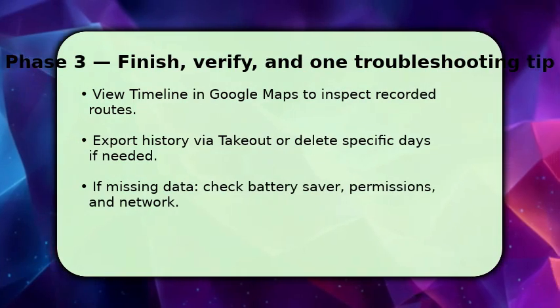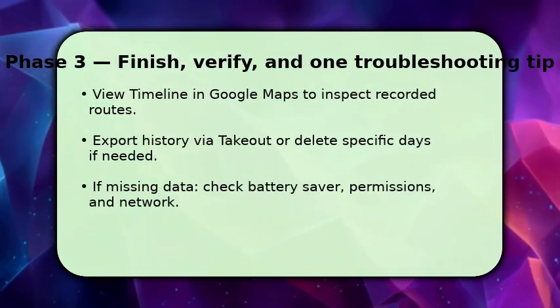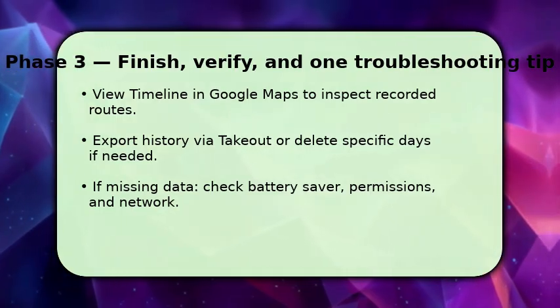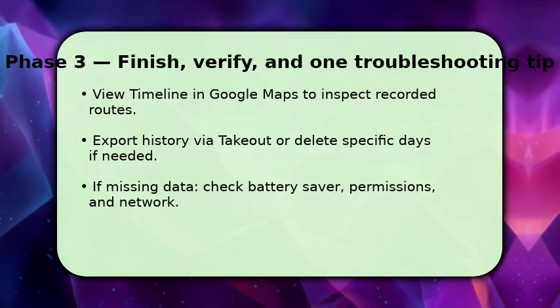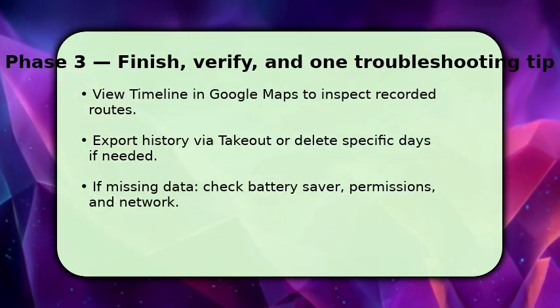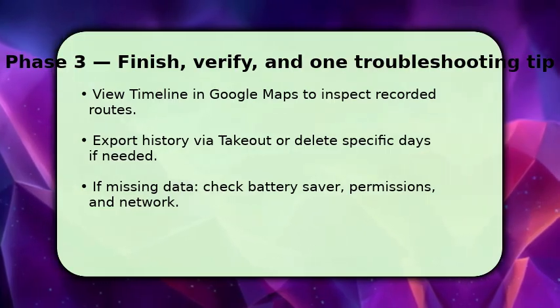Finally, review and manage the recorded history. Open Google Maps timeline to inspect routes and confirm timestamps. This shows why and where recordings occurred. If you need a copy, export history using Google Takeout or delete individual days from timeline.